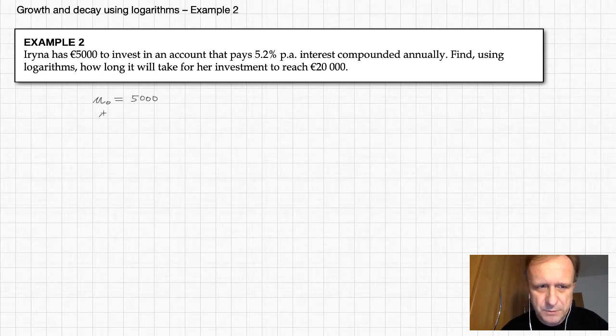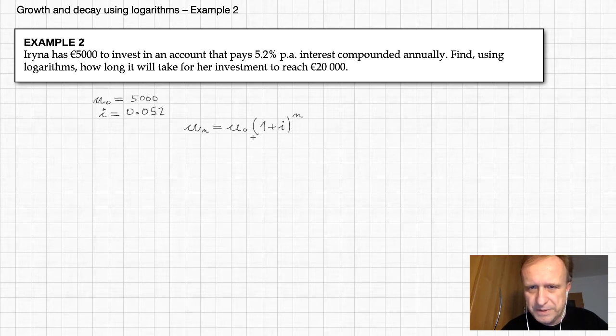So let me denote I equals 0.052, which is 5.2% written as a decimal number, and I can suppose the formula used when compound interest is calculated, u sub n equals u sub 0 times 1 plus I, all raised to the power of n. So let me talk a little bit about this formula. N is the number of years, and at the end of each year the interest is compounded.